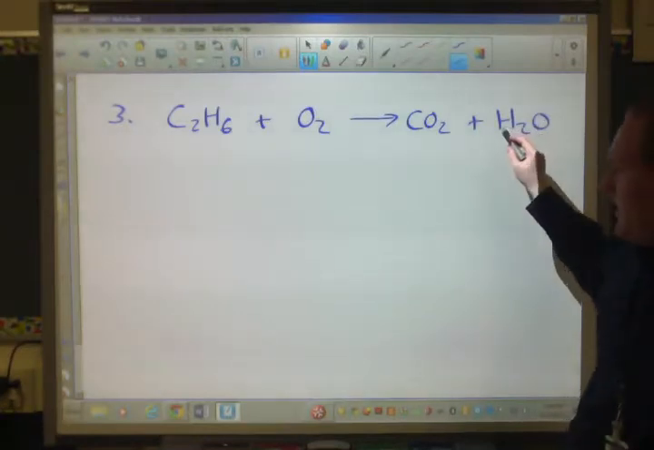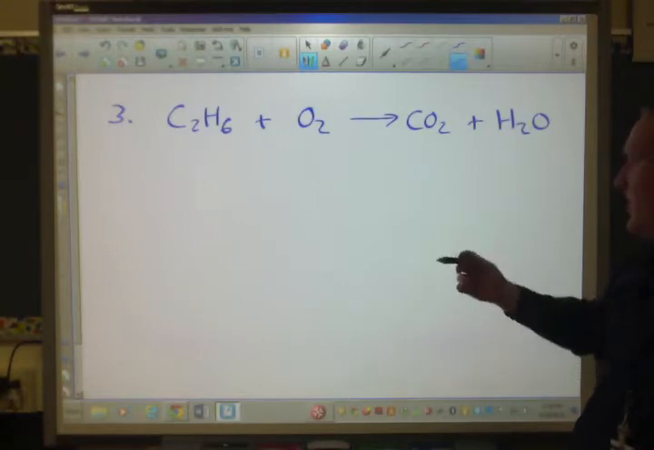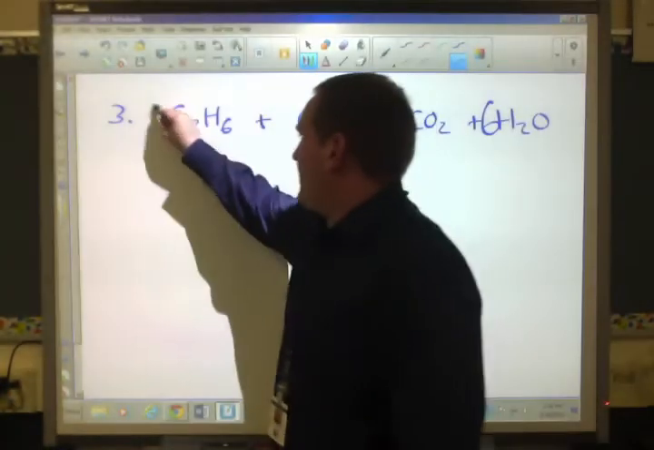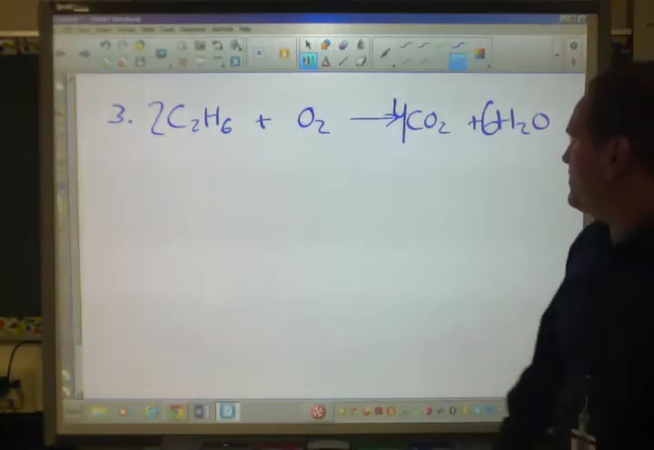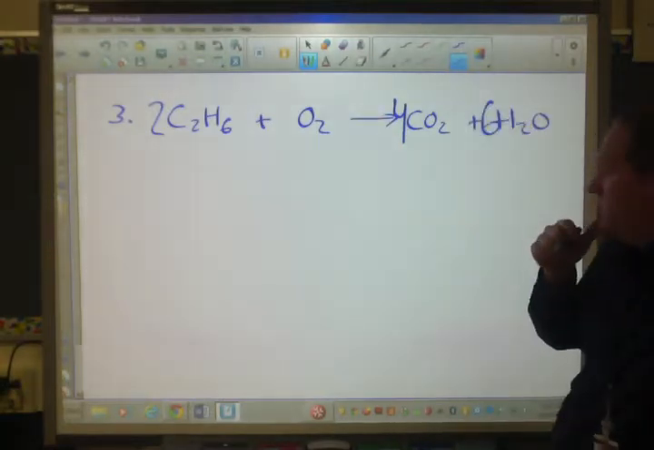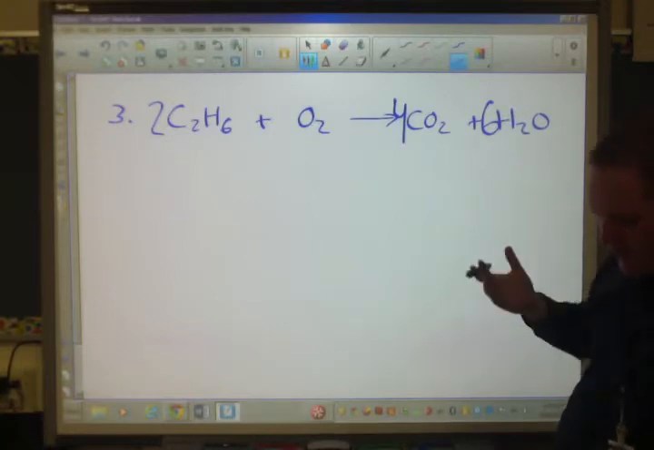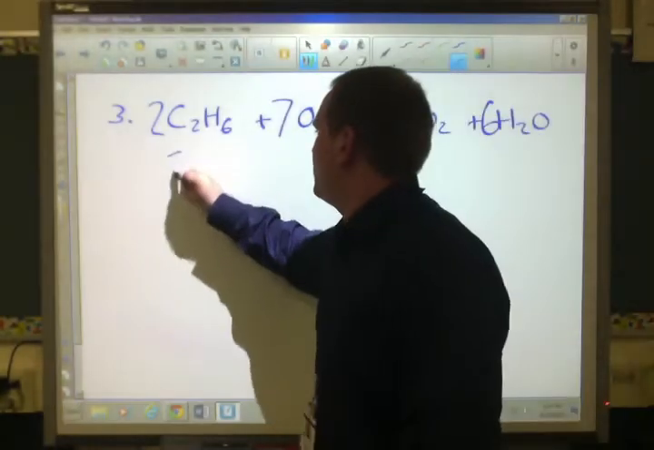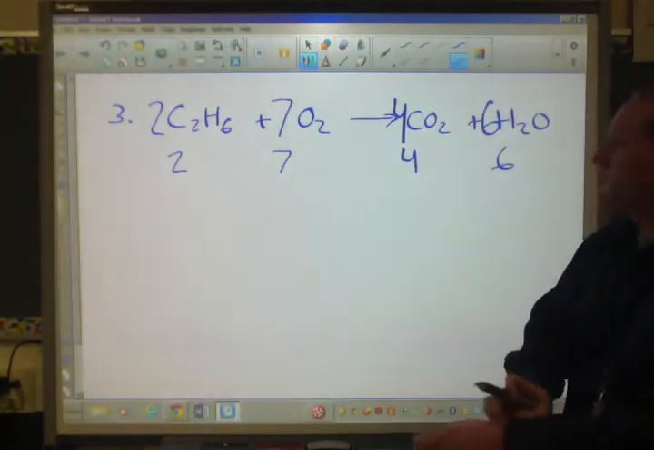But if I put a 3 there, I'm going to have an odd number of O's, which I can't do. So when in doubt, double it. Instead of a 3, I'm going to put a 6 here. And therefore I need a 2 there. 4 carbons, 4 carbons. And now as long as my O's are even, I'll be able to put a number here. So that's 8 oxygens plus 6, so that's 14 total oxygens. So I need a 7 there. So my mole ratio is 2, 7, 4, and 6.